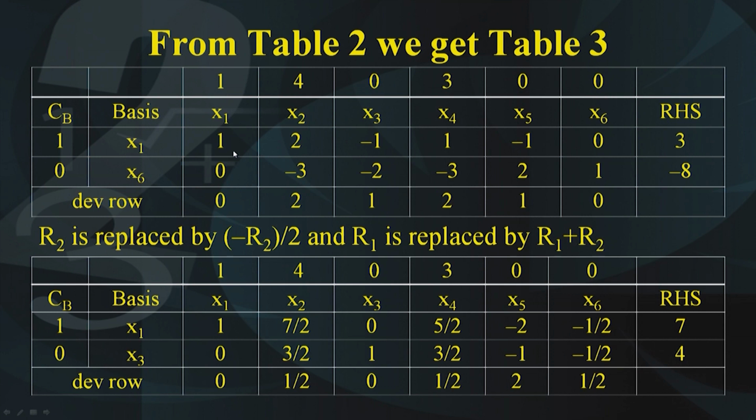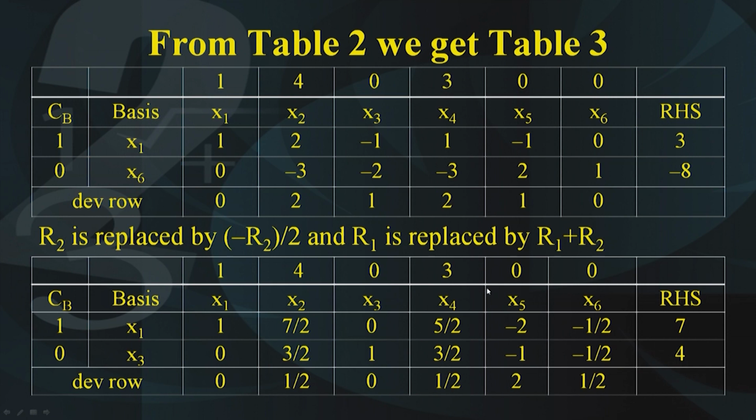Under the x1 column, we have 1, 0, 0. Now we have to apply the elementary row operations in such a way that R2 is replaced by minus R2 by 2, and R1 is replaced by R1 plus R2. So, therefore, we get table number 3 from table number 2 like this.